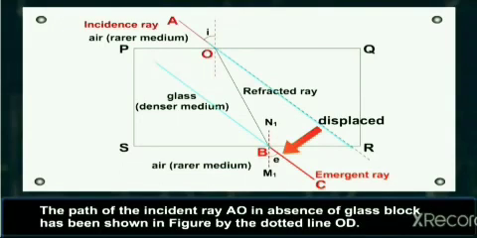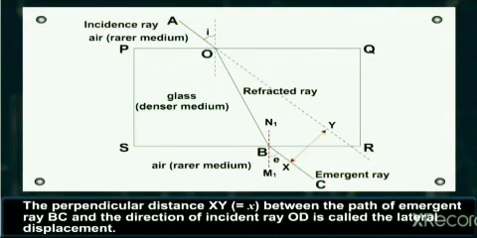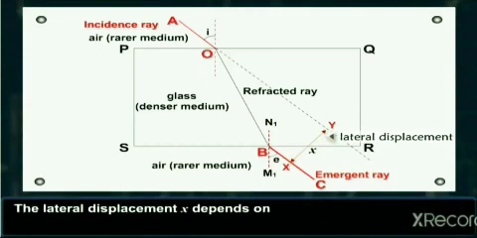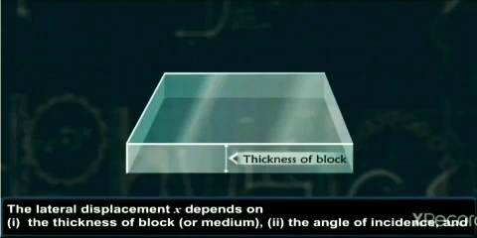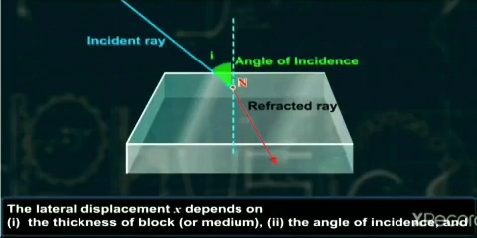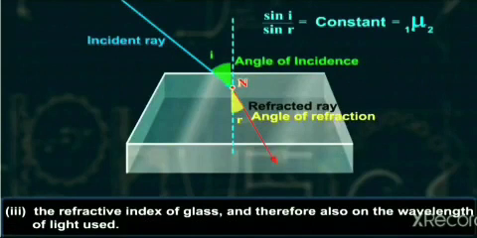The path of the incident ray AO in absence of glass block has been shown in the figure by the dotted line OD. The perpendicular distance XY, equal to x, between the path of the emergent ray BC and the direction of the incident ray OD is called the lateral displacement. The lateral displacement x depends on, first, the thickness of the block or medium, second, the angle of incidence, and third, the refractive index of glass, and therefore also on the wavelength of light used.